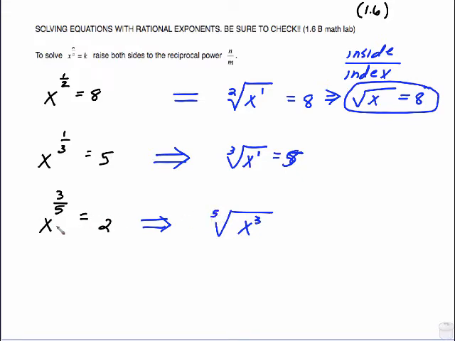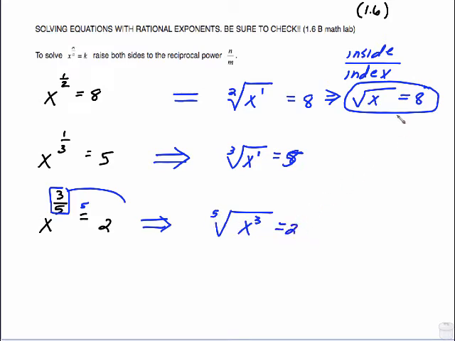Now I've heard people explain it this way. When you are converting the rational exponent to the radical, think about this 3/5 toppling over. If it toppled over, the 3 would go as far away, and the 5 would be closer, which puts it in the index. So that's kind of a cute way to remember it.